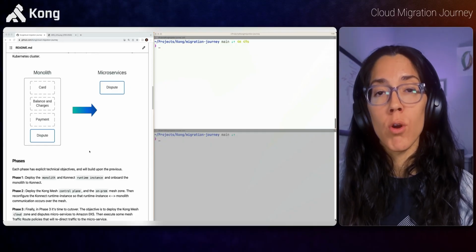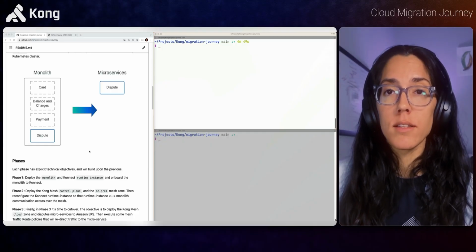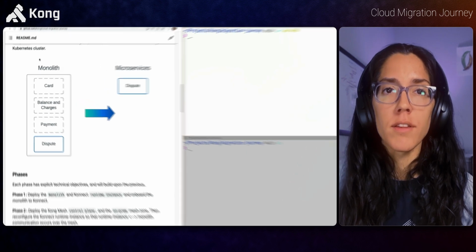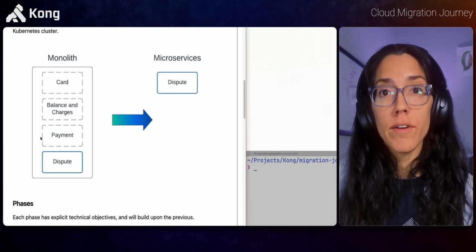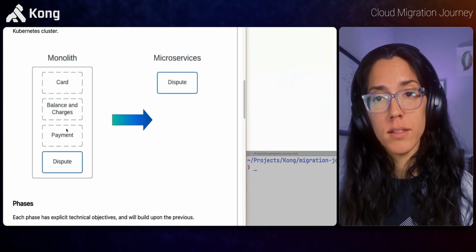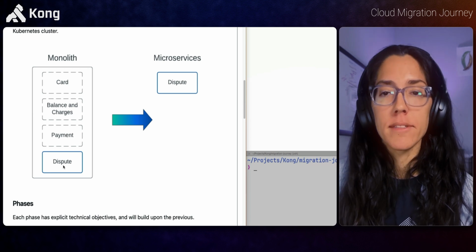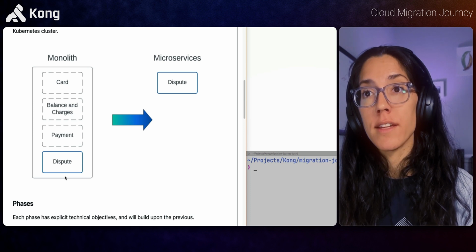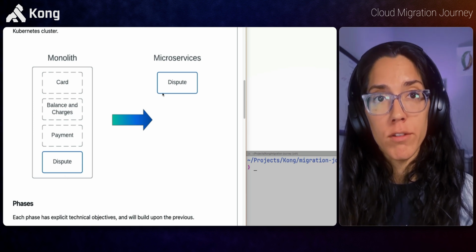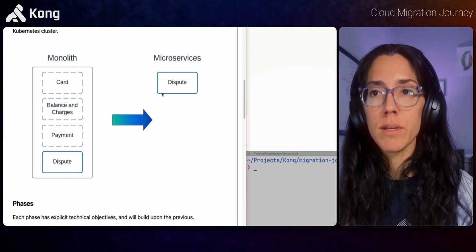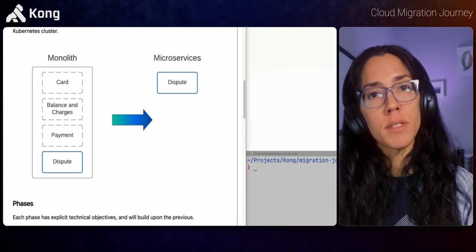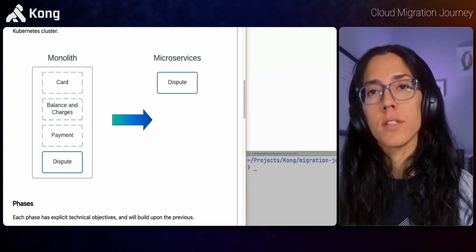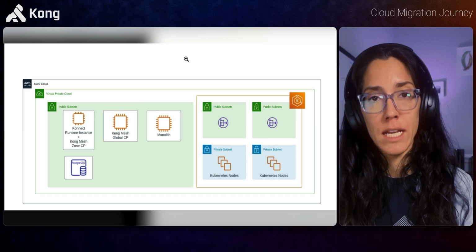So in this tutorial, what we are going to be doing is migrating this sample monolith application. It's got 4 features to it: card balances and charges, payments, and disputes. We want to take this disputes functionality running in this monolith and deprecate it for a new microservice that's going to be running in the cloud. And how are we going to be doing this? We're going to be simulating our on-premise and cloud infrastructure all in AWS.